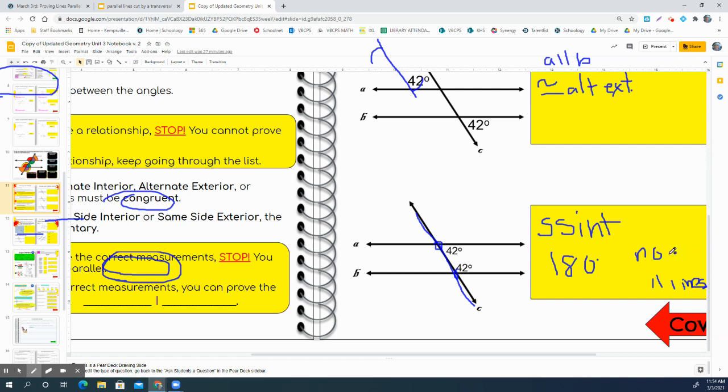So they've got to be connected. They've got to be in two separate intersections. They've got to have a valid angle relationship that is true in order to prove lines parallel. Okay, give you a second to make those notes. Same side interior angle should be 180, not congruent, so no lines are parallel is what that says.